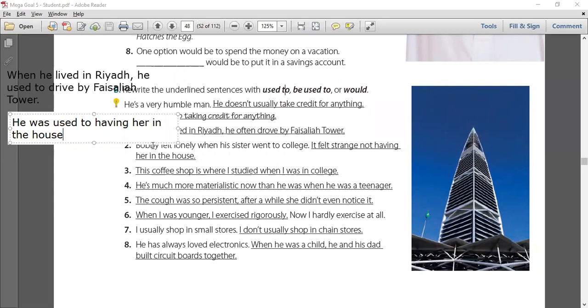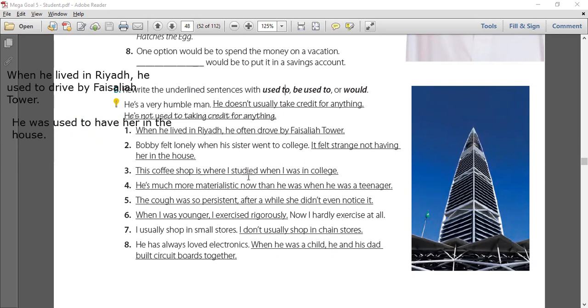So you're going to write, Puppy felt lonely when his sister went to college. He was used to having her in the house. I would prefer he was used to having her in the house. It's more correct. Thank you so much, Rimas. Number 3. If you have a question, Thalith, why did we write this sentence in this way? Please ask me.